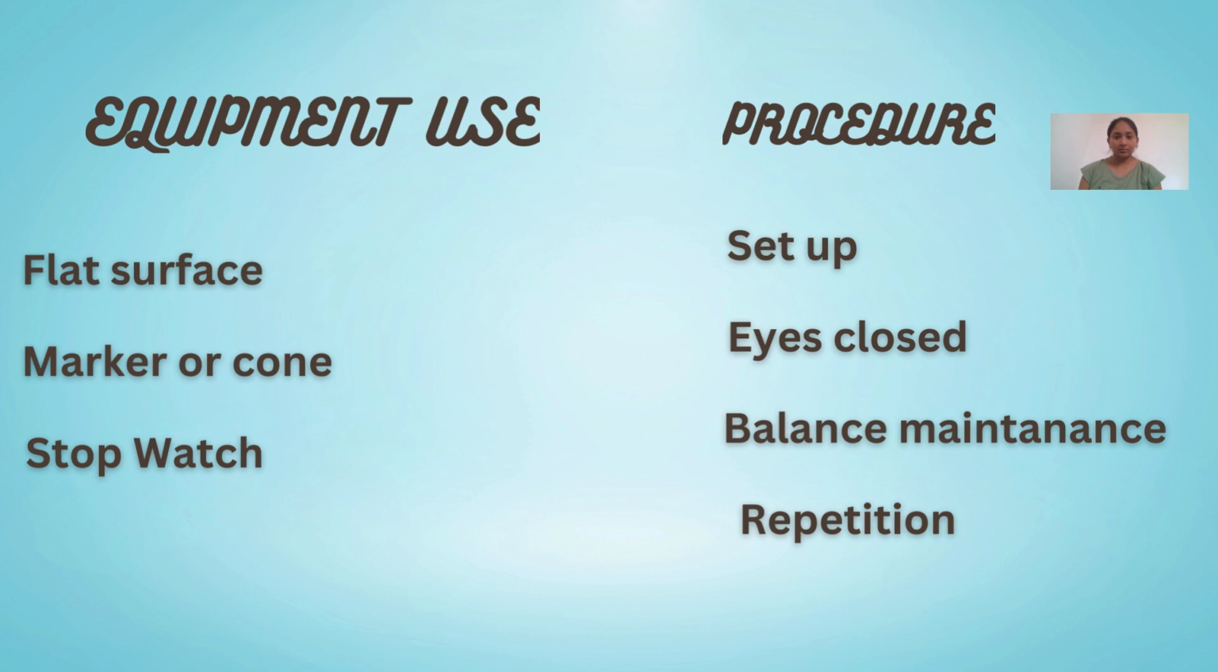Procedure for this test: first is setup. The player stands on one leg with the non-supporting foot lifted slightly off the ground. The hands can be placed on the hips or crossed over the chest. A marker or cone is placed about 1 meter in front of the player. Second is eyes closed. Once in position, the player closes their eyes. Closing the eyes challenges the proprioceptive system as visual input is eliminated.